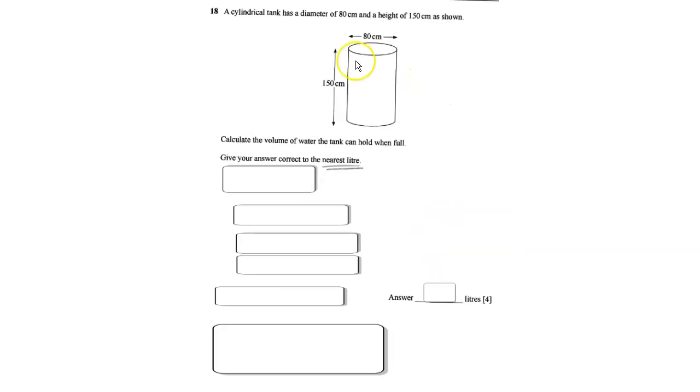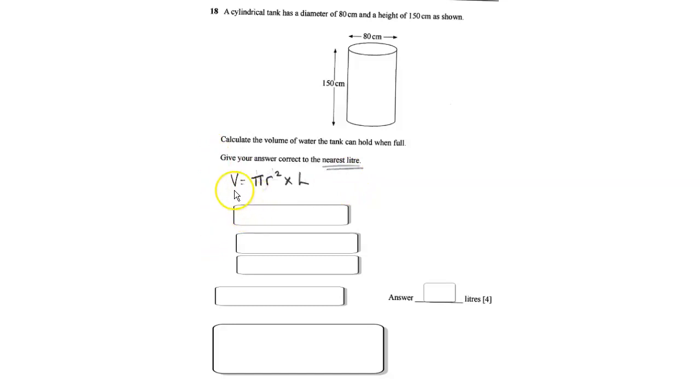And for question 18, a cylindrical tank has a diameter of 80 centimetres and a height of 150 centimetres. So it's just basically saying what's on this diagram here. Calculate the volume of water the tank can hold when full. Give your answer correct to the nearest litre. So first of all, you need to find the volume of this cylinder.